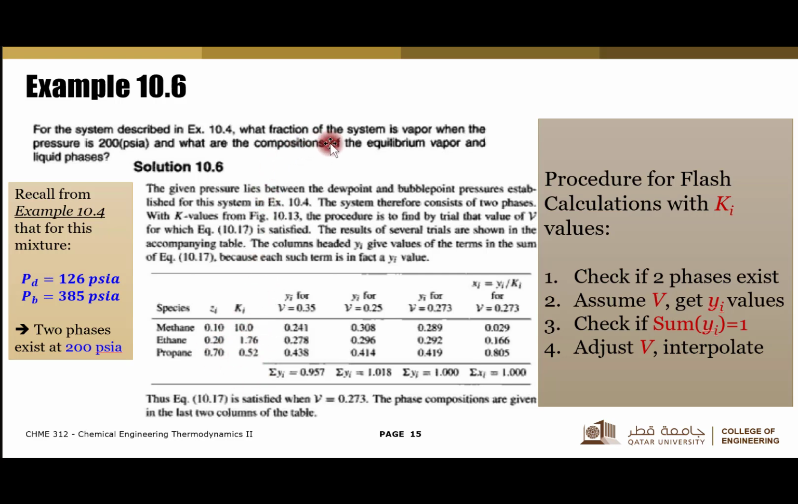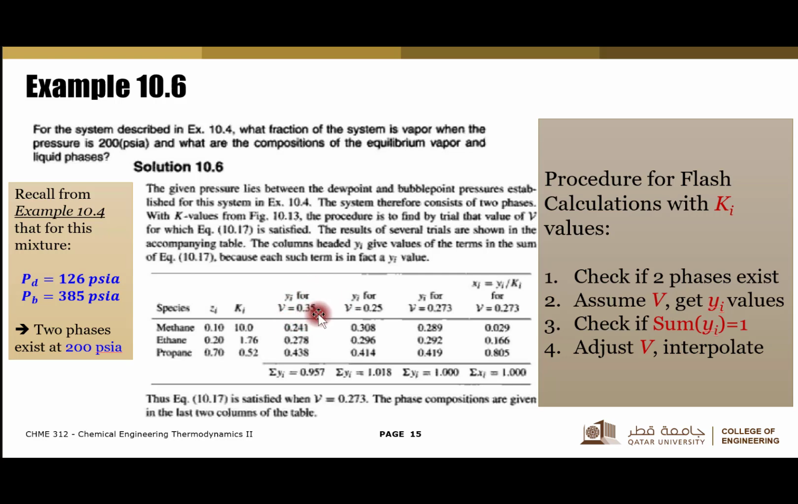Now, to figure out how much vapor we have, what fraction of the system is vapor? Same problem that we just did, right? We guess an amount in the vapor phase, and then do the math. In this case, the math will be checking whether the sum of the y's, again, is equal to 1 or not. Same thing as before.